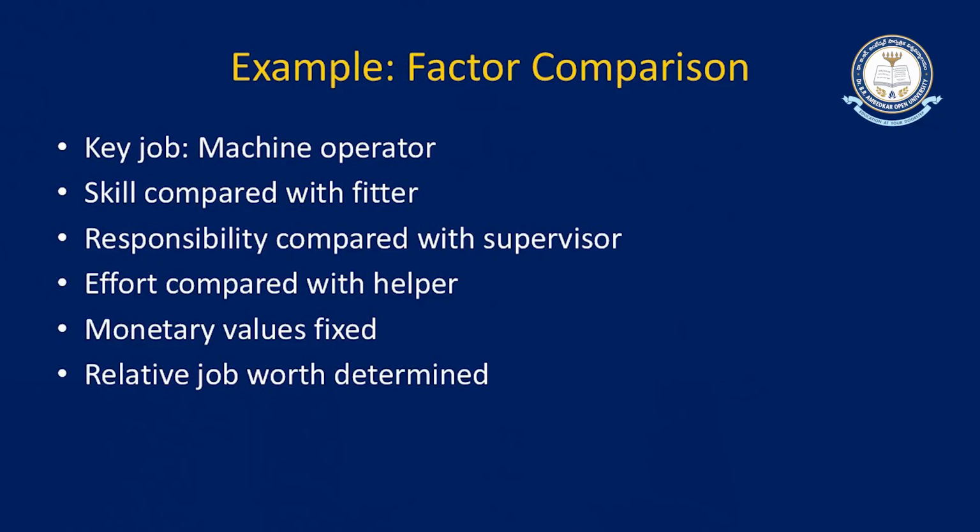This is far less complex, I would say, than the point rating, because in this case we are comparing the rest of the jobs in the organization, but this takes a lot of time and effort, hence it is also used very little. Take an example that you have a machine operator whose skills are compared with the fitter, and then the responsibility is compared with the supervisor. Then you can fix the monetary value. So in this case, the factor comparison helps you to determine the relative worth of the job. That is why it is there.